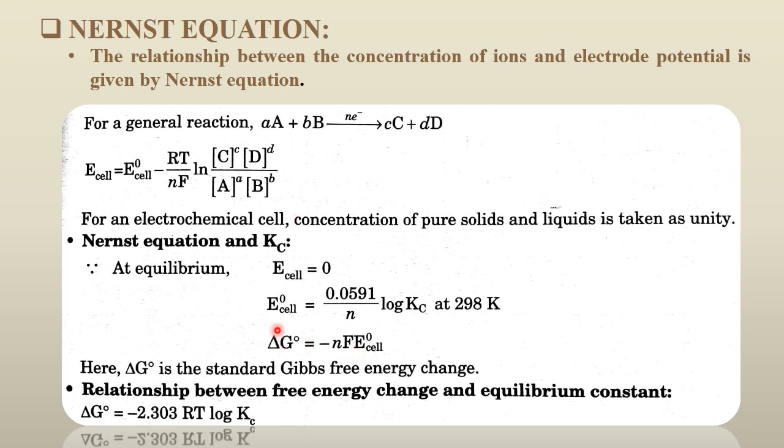Then with the help of this Nernst equation, we are also able to calculate the standard Gibbs free energy. This we have already studied in grade 11, that is delta G0 is equal to minus nF E0 cell. And one more relationship between free energy change and equilibrium constant is delta G0 is equal to minus 2.303 RT log Kc. Now you need to remember all these relations, because we are going to utilize them in solving the numericals, which are very important.